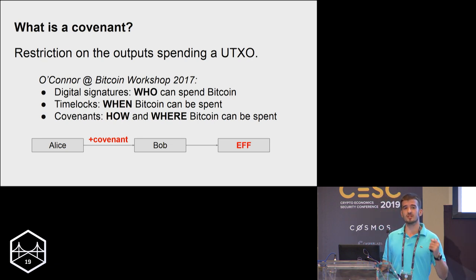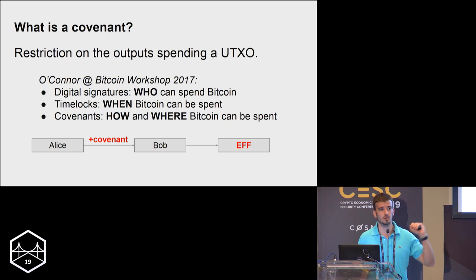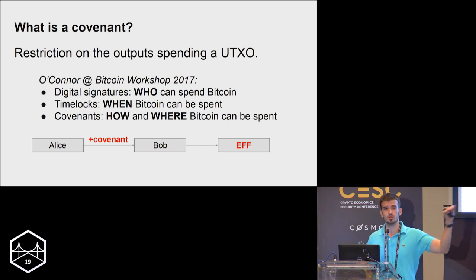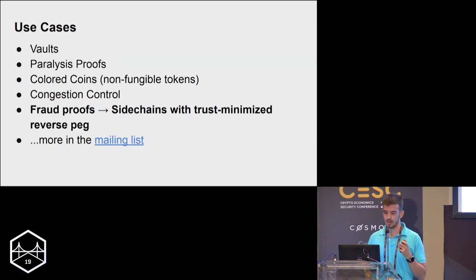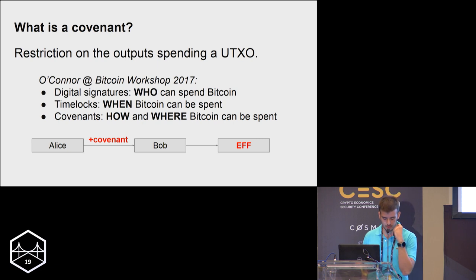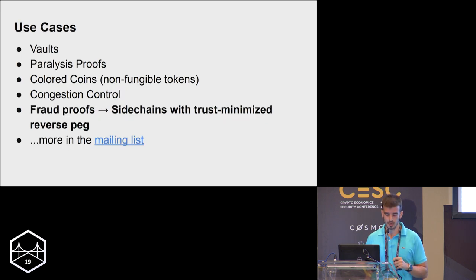So, if I want to send some money to Stefan and say, "Okay, this money is now yours, but you can only use it for donations," I cannot do it right now on Bitcoin. I could perhaps do it with pre-signed transactions, which are a technique that I will describe soon. But it limits you in the things that you can do. And the use cases are multiple, so let me dive into that.